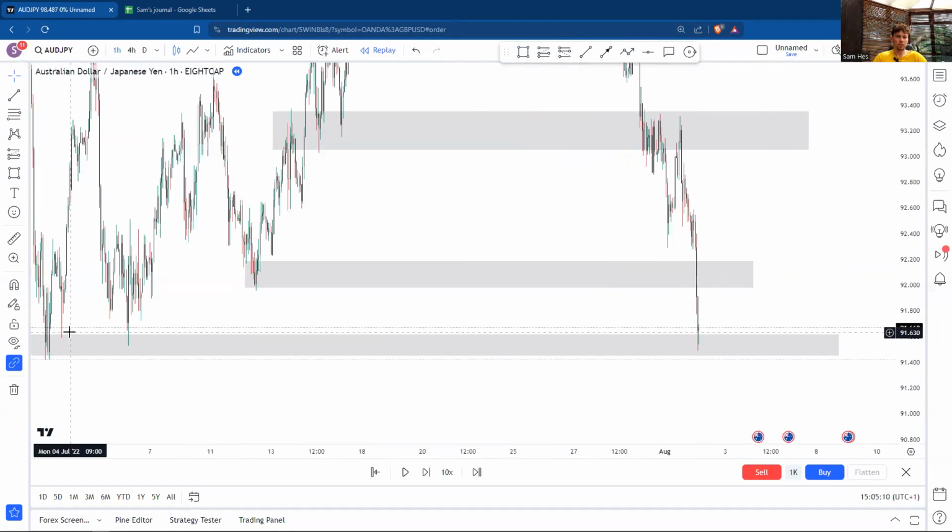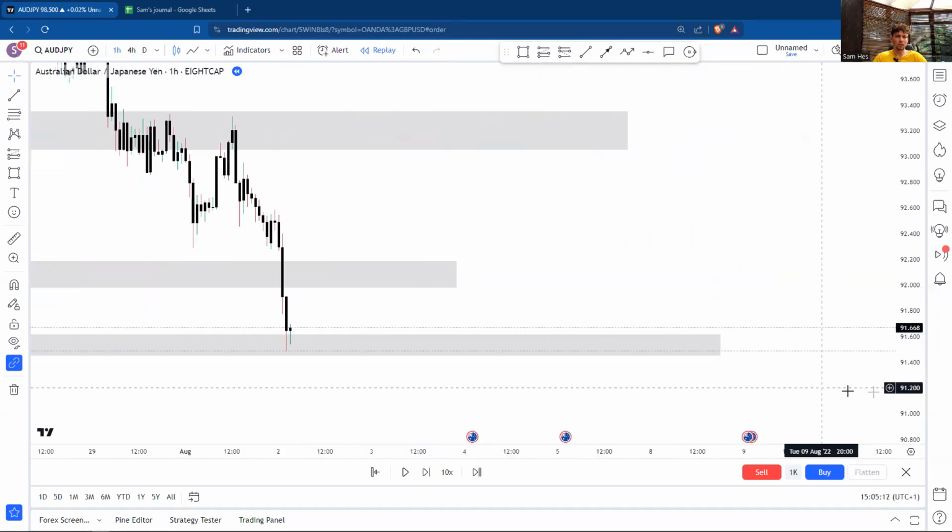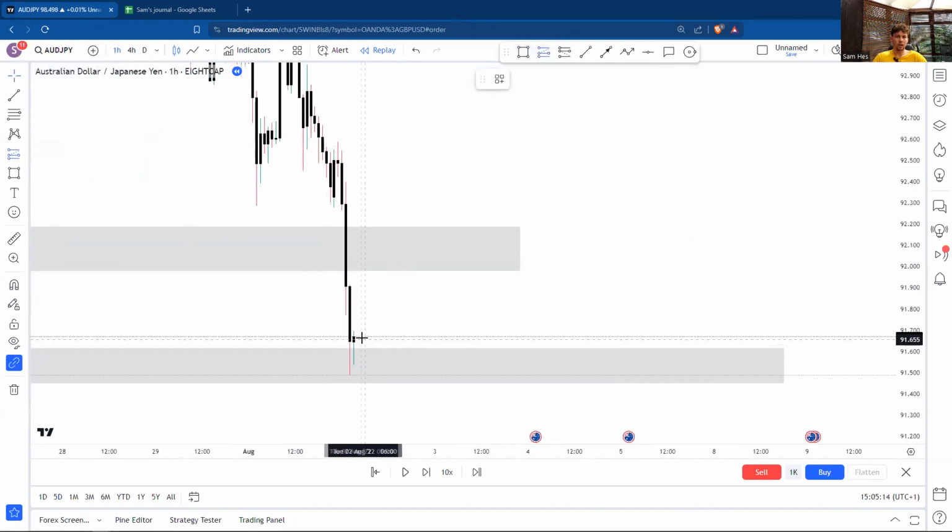Okay, so price has come in, rejected this zone. Again, this zone's had big spikes in the past, and we're just going to enter here a buy.